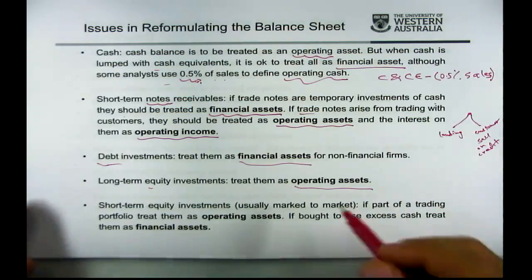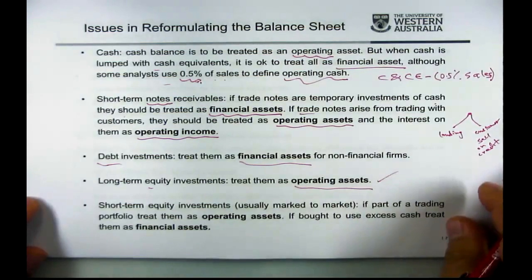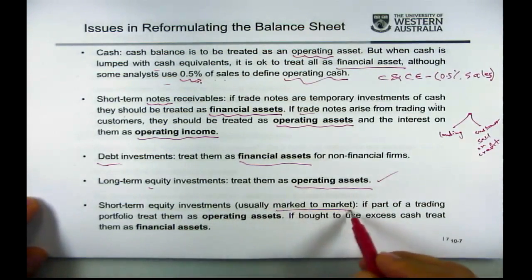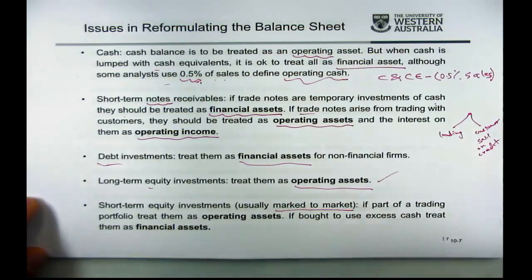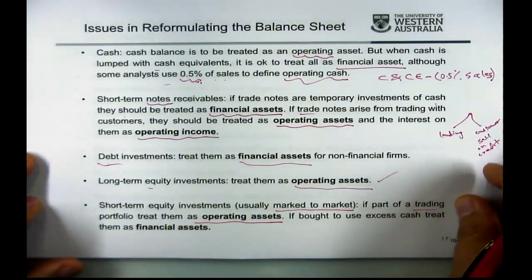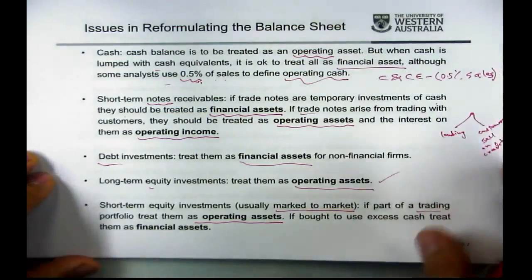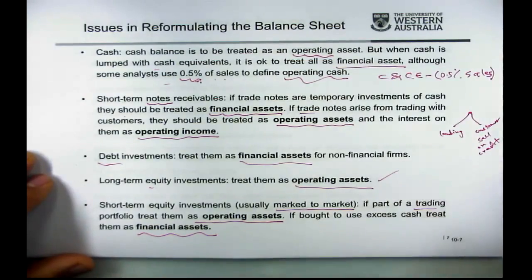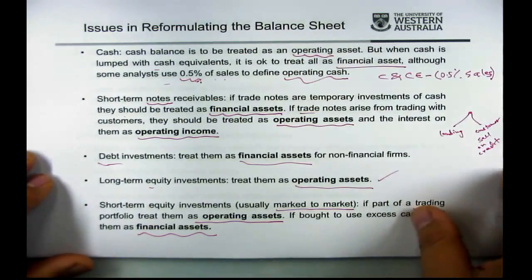Long-term equity investments, treat them as operating assets. Short-term equity investments, usually mark to market. It means they are usually reported at market value, okay? If part of a trading portfolio then we treat them as operating assets. But if they are temporary investment of cash, then treat them as financial assets. Okay?